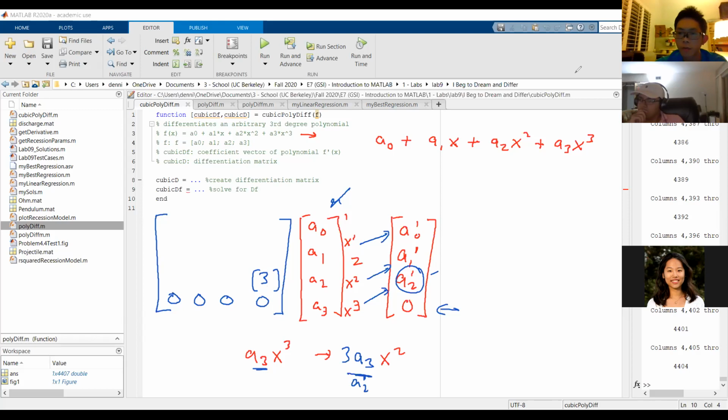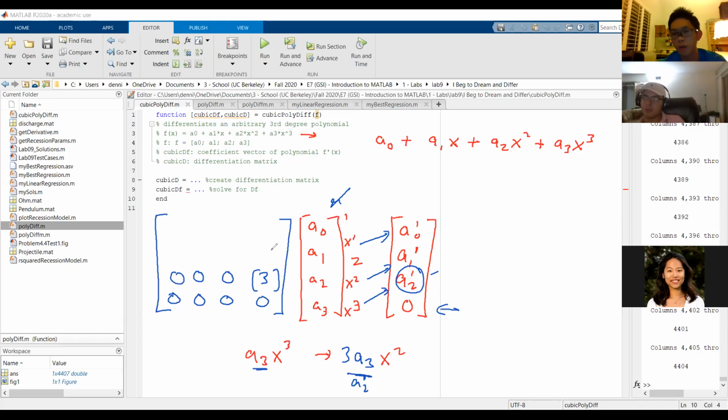Okay, let me check the chat. The 2a2 is going to come a little bit later. So for now, do we need anything else from a0, a1, a2 to get this a2 prime? Is there anything else in this row? No, they're just zeros.